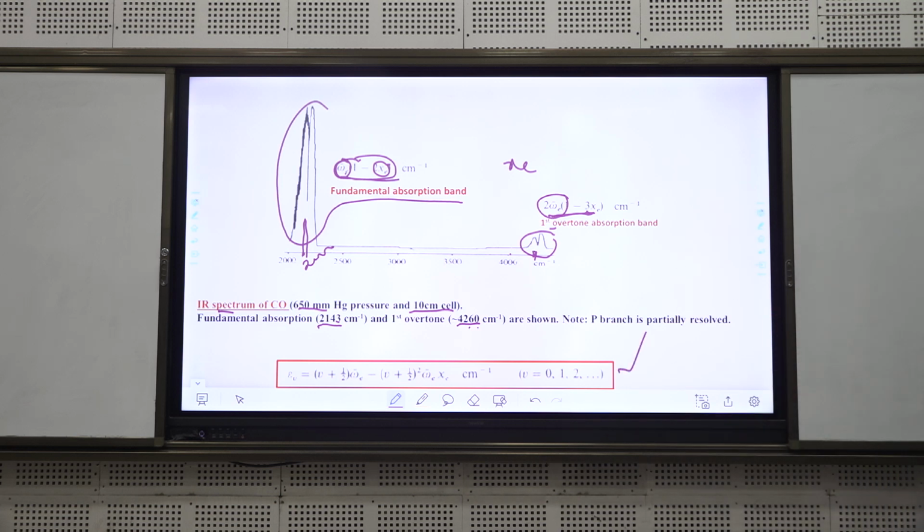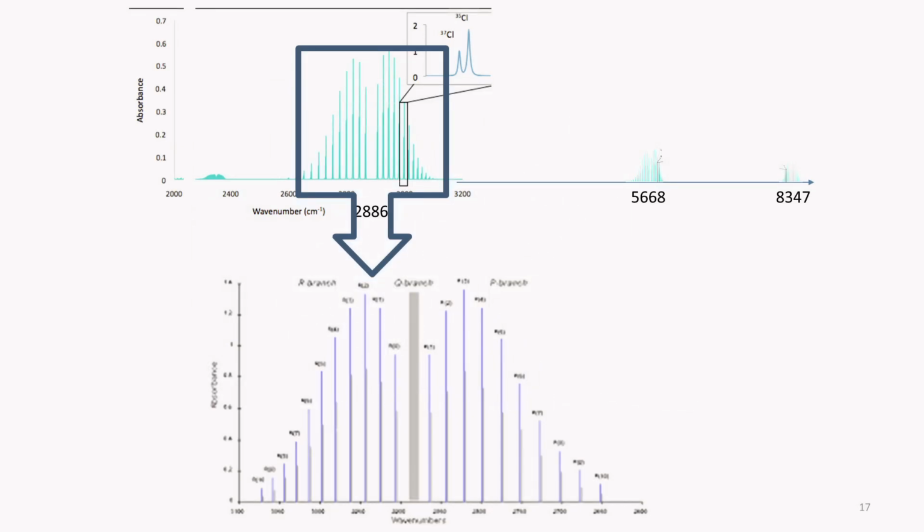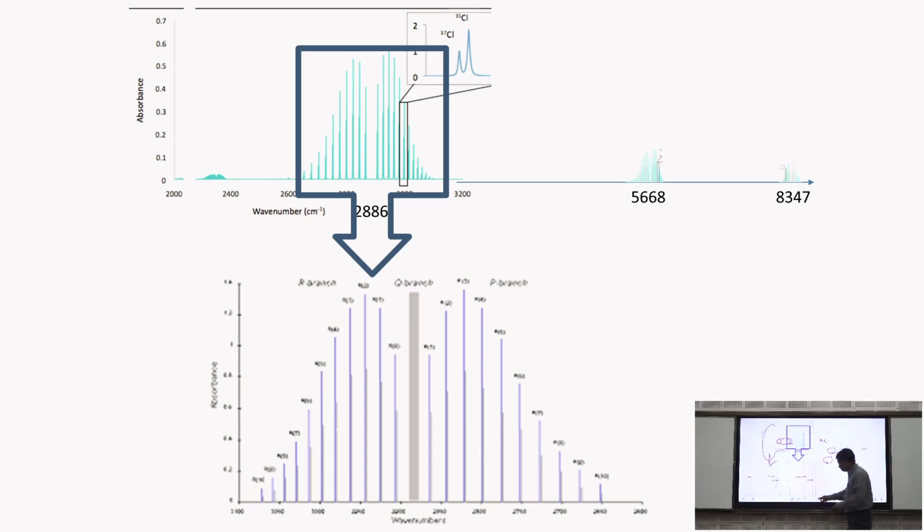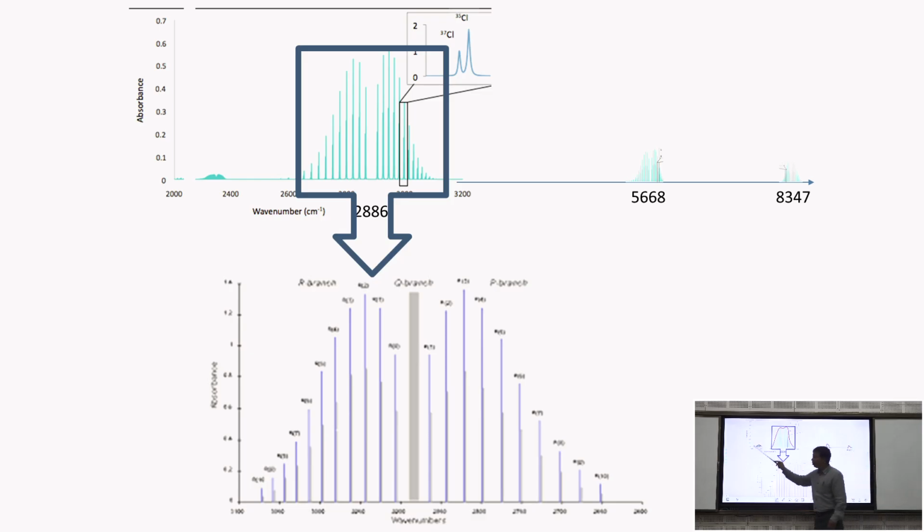But this is not everything, because as I said, we always want to see more. So when you see more using some sophisticated instrument, then you see the structure of this fundamental band. This whole thing is one band. This is called the fundamental band. This one is the first overtone. This is the second overtone. This one is a hot band.